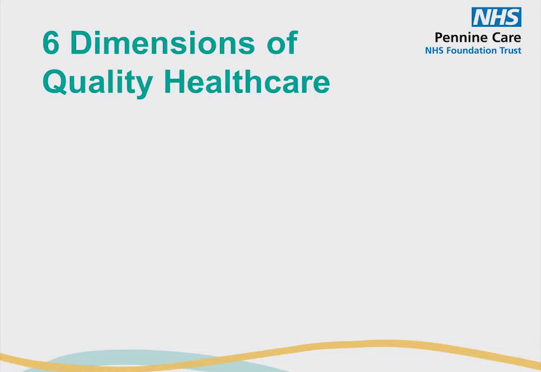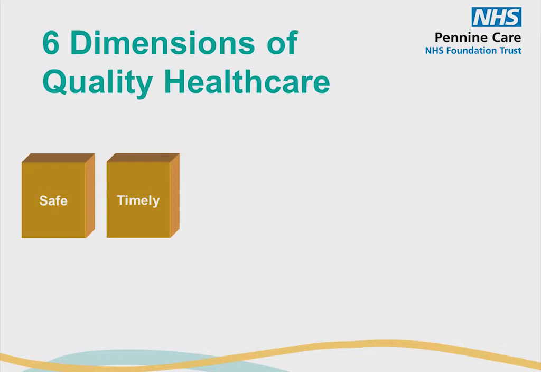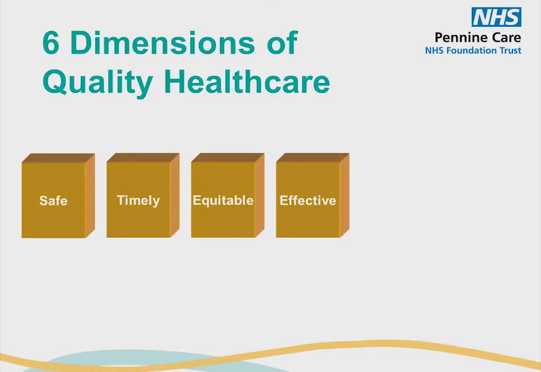However, in healthcare, there are 6 dimensions that are widely used. These were developed by the US Institute of Medicine and are used by the Institute of Healthcare Improvement, the IHI, the CQC and the World Health Organization. The care that we provide needs to be safe so that it minimises risks and harm to service users. Timely, so it happens when it needs to. Equitable, meaning it does not vary in quality based on personal characteristics. Effective, so it's evidence-based. Efficient, meaning it uses our resources in the best way possible and avoids waste.